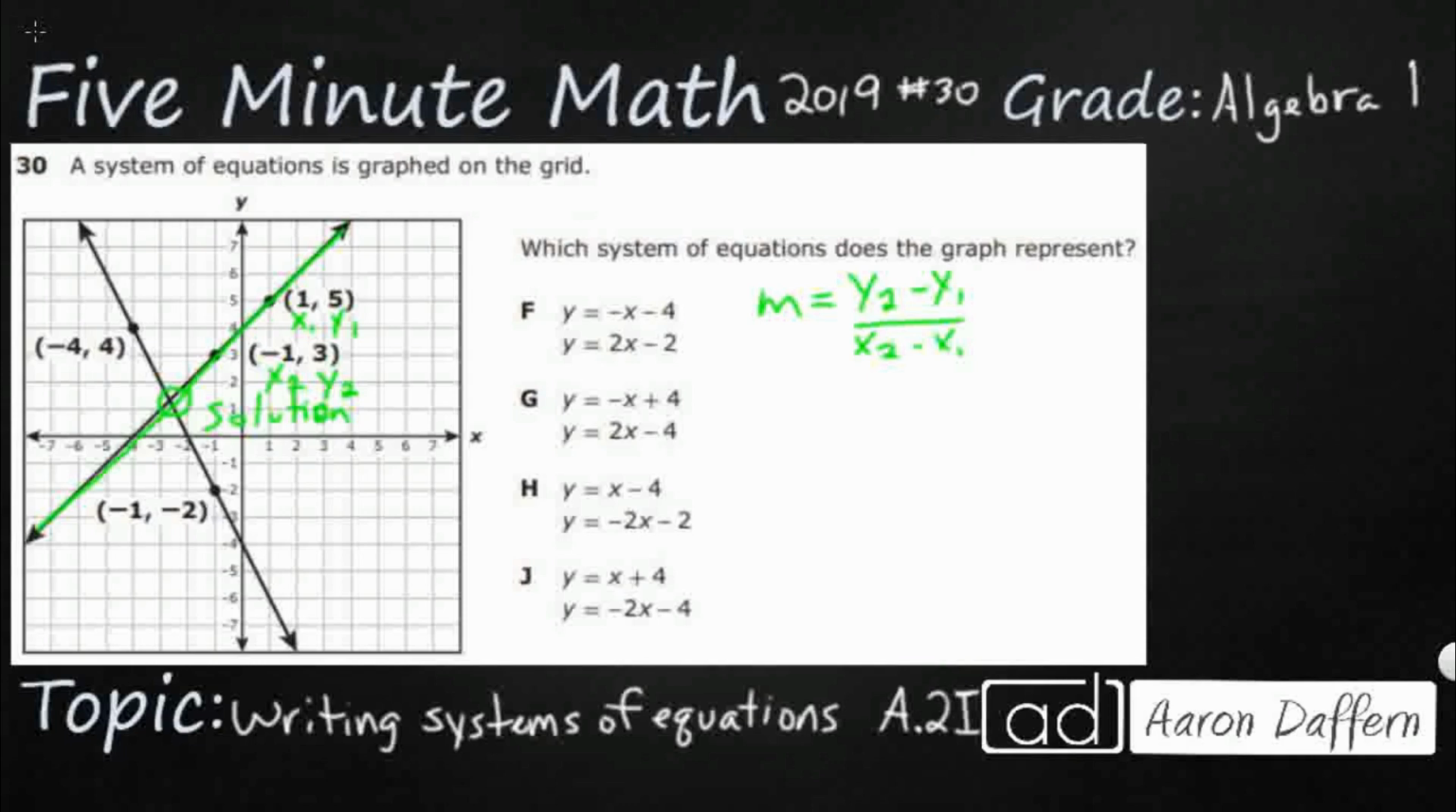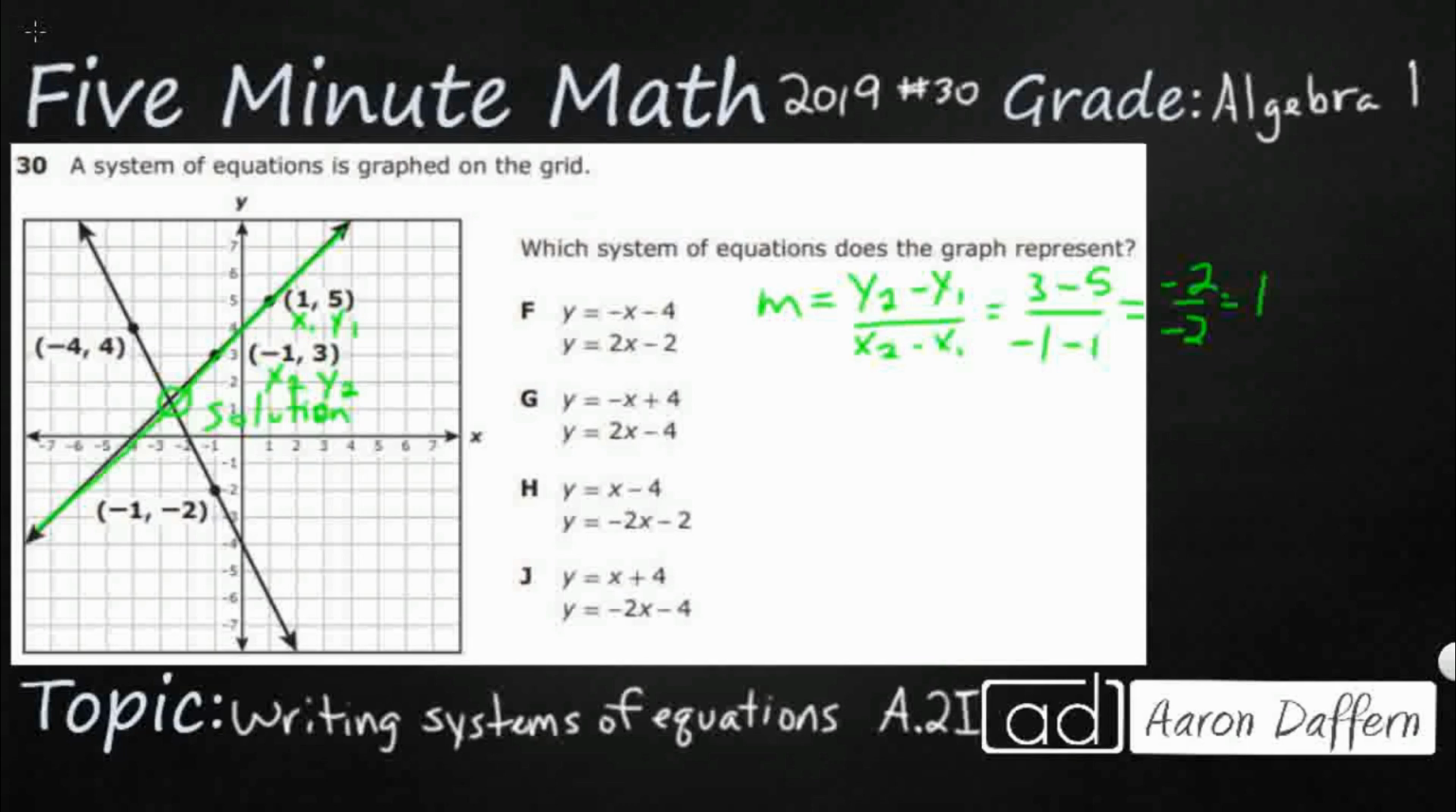So my y2 is going to be 3, my y1 is 5, x2 is negative 1, and x1 is 1. All right, so negative 2 over negative 2. Interesting. So it's just 1. All right, so m equals 1, which means when we're writing it, we're just going to write x, because you don't have to write 1x. 1 is assumed.